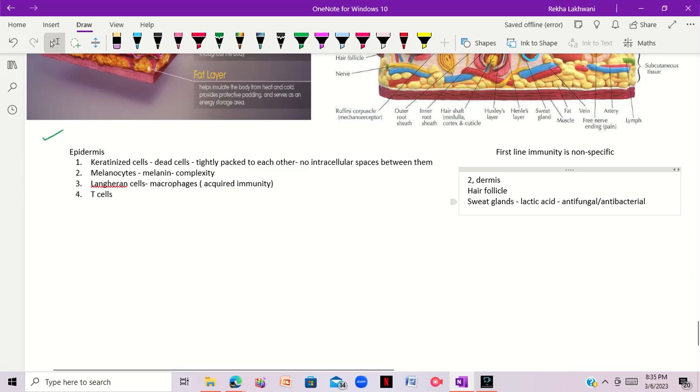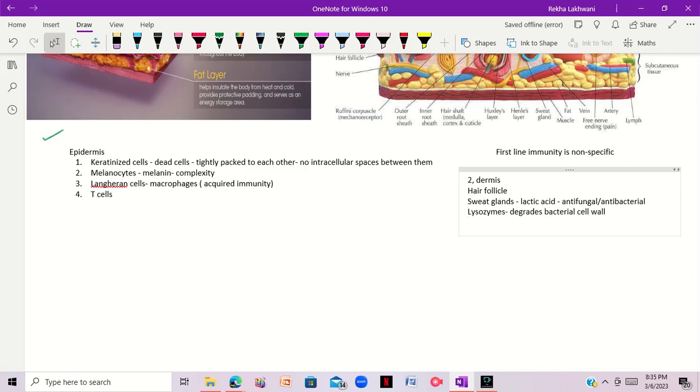This lactic acid is antifungal and antibacterial. Basically, this sweat gland also produces an enzyme known as lysozyme, which degrades the bacterial cell wall. Right, this lysozyme actually degrades the bacterial cell wall.